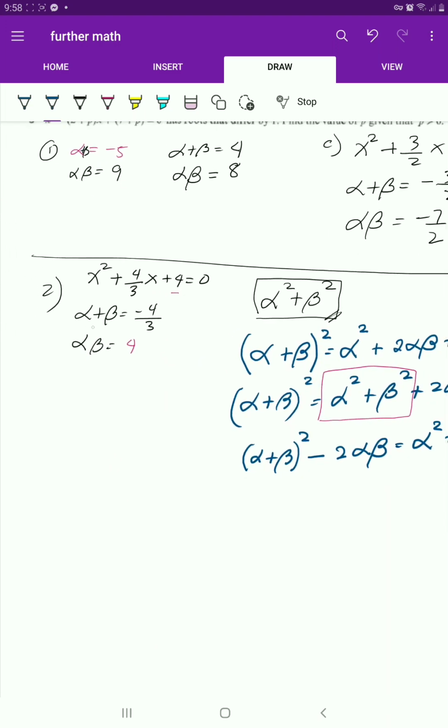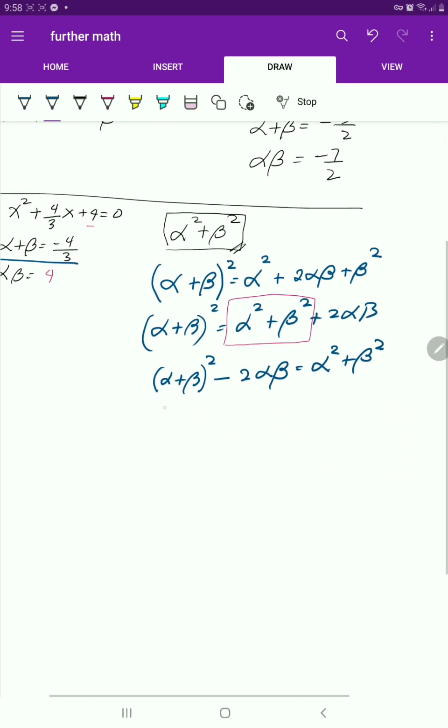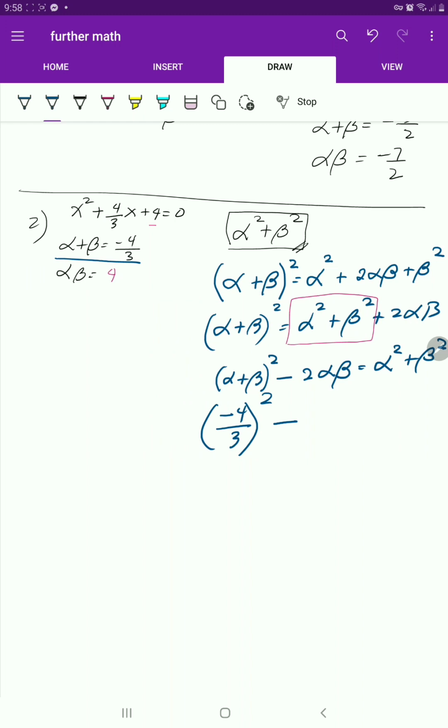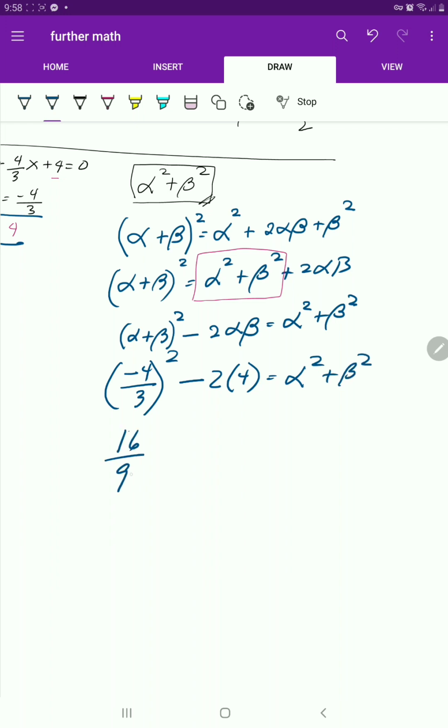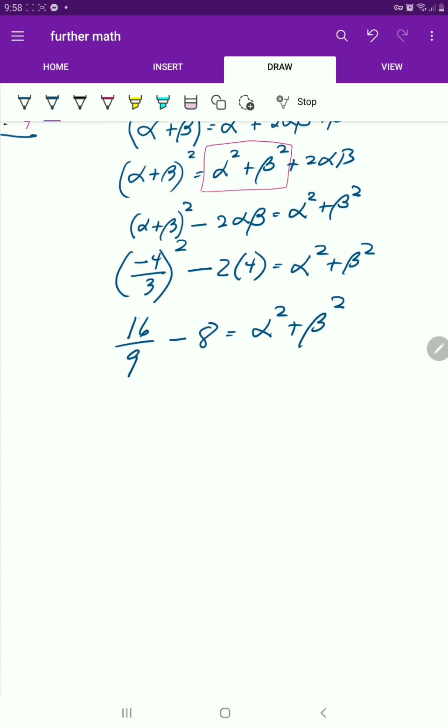Because we know the alpha plus beta is negative 4 over 3, negative 4 over 3 squared minus the product, which is equal to 4, 2 times 4. And that's equal to alpha squared plus beta squared, which gives you 16 over 9 minus 8 is equal to alpha squared plus beta squared. Okay, so just simplify that. So 16 minus 72 over 9 is equal to alpha squared plus beta squared.